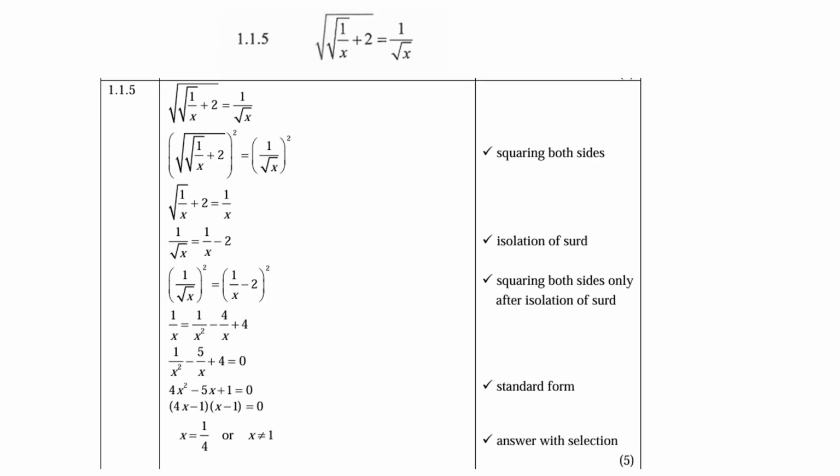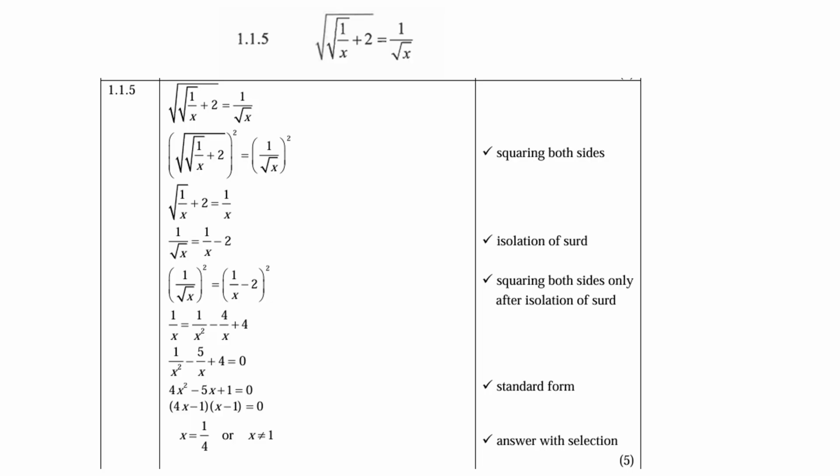Question 1.1.5, the square root of 1 over x plus 2 equals 1 over the square root of x. So this is a problem based on surds. So the best approach perhaps might be to square both sides to get rid of the first square root on the left hand side. So if I square both sides, then I get rid of the first square root on the left hand side and the square root on the right hand side. However, there's still the square root of 1 over x left.